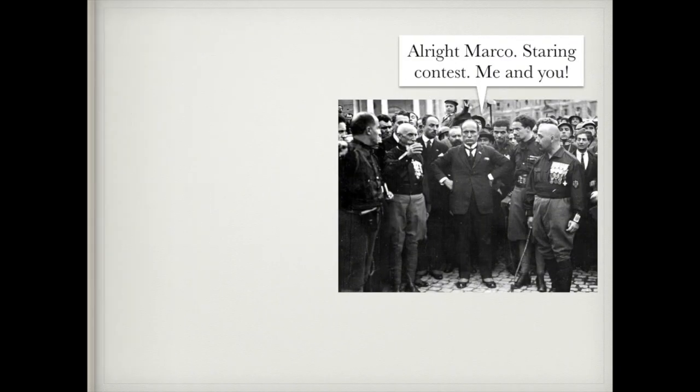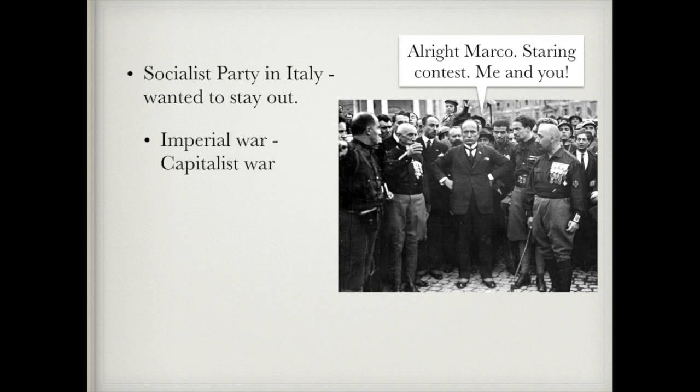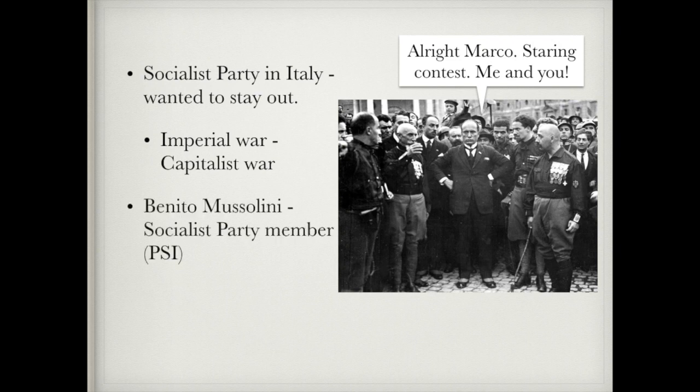Now, the Socialist Party in Italy really wanted to stay out of the war. They felt that the Great War was an imperial war, a capitalistic war, that countries were out for their own economic gain, that they could get more land, more power, more wealth. So the Socialist Party really wanted to stay out of this capitalistic war.